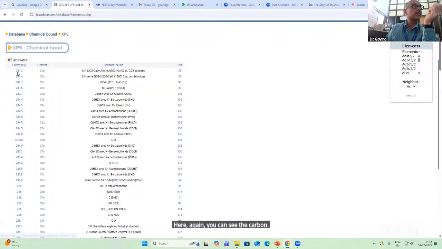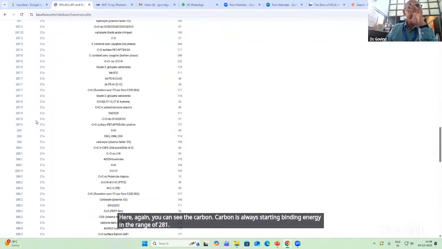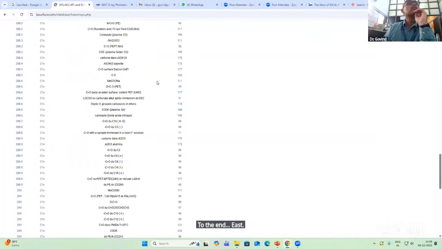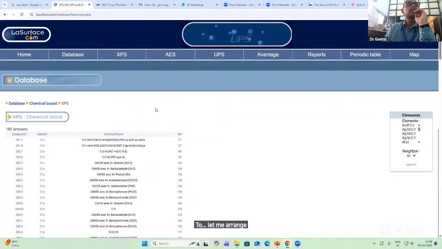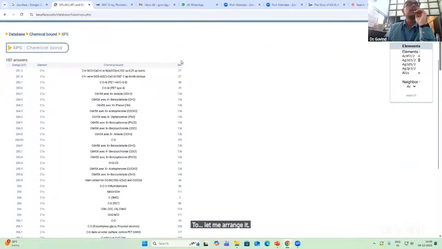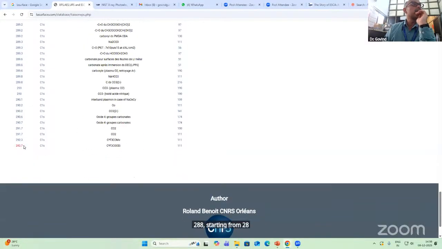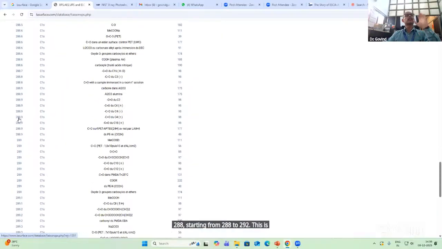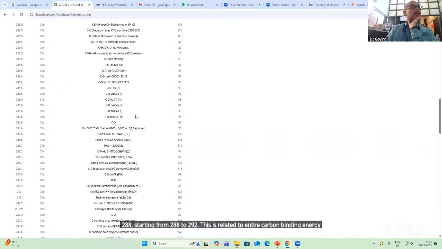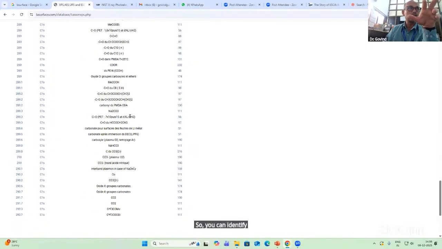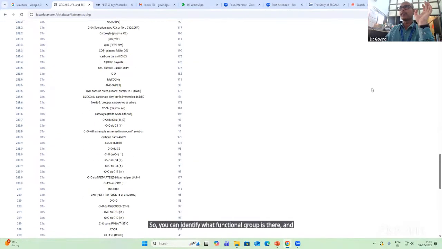Carbon always starts with a binding energy in the range of 281, let me arrange it as binding energy, starting from 288 to 292. This is related to the entire carbon binding energy range, related to all kinds of carbon-oxygen bonding. So you can identify what functional group is there on the surface.